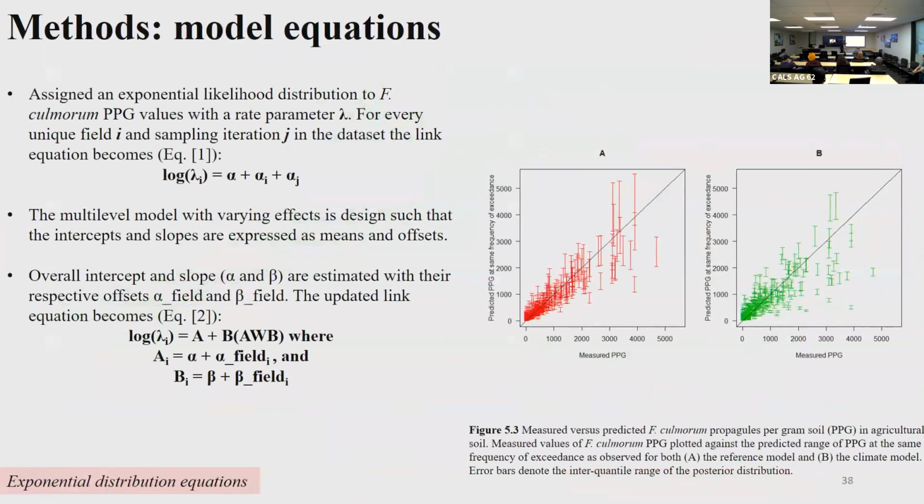The actual equation that I'm using is you have an intercept and a slope, and AWB is that atmospheric water balance that I just showed previously. Now, just like before, but with a little bit more complexity, we're assuming that there's an average effect, and each field gets its own unique offset and its own unique slope. And we're interested in how they're different across fields. You can kind of see how well we do, but I'm going to have more examples of that coming up.